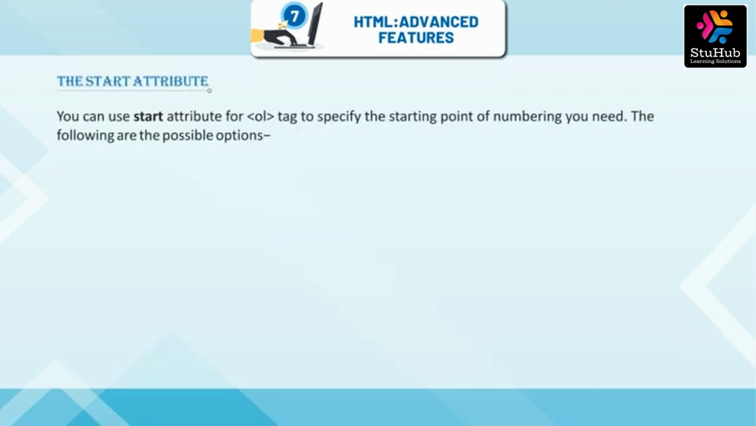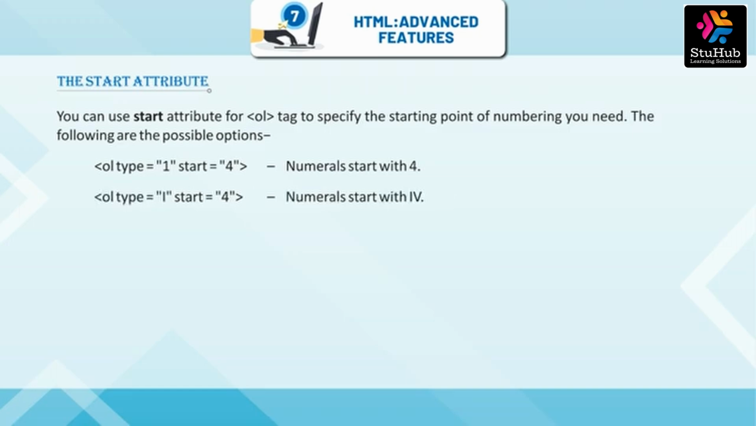The start attribute. You can use start attribute for OL tag to specify the starting point of numbering you need. The following are the possible options. Open OL tag, type equals 1 in double quote, start equals 4 in double quote. Numerals start with 4. Open OL tag, type equals I in double quote, start equals 4 in double quote. Numerals start with IV of 4.